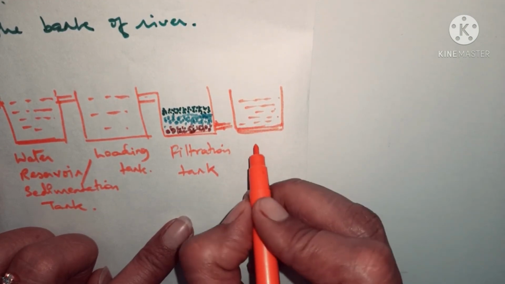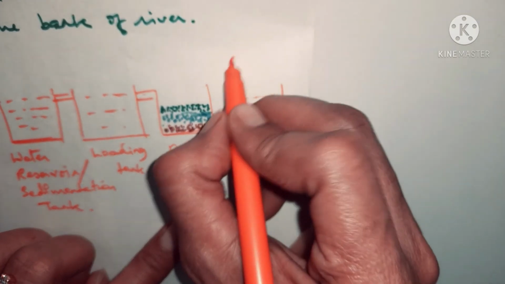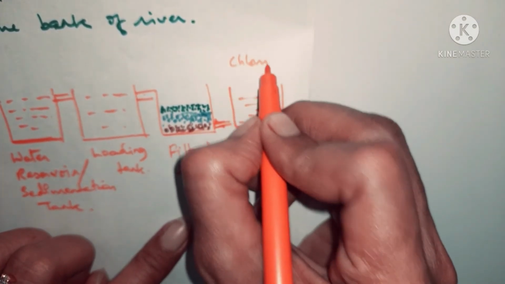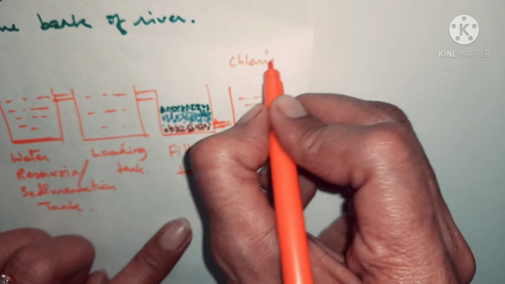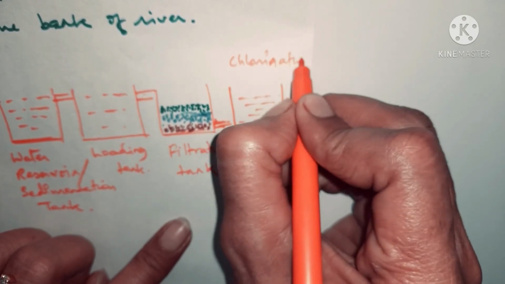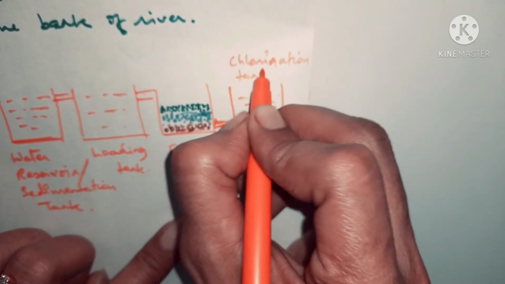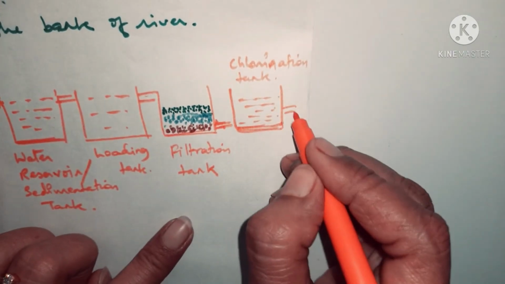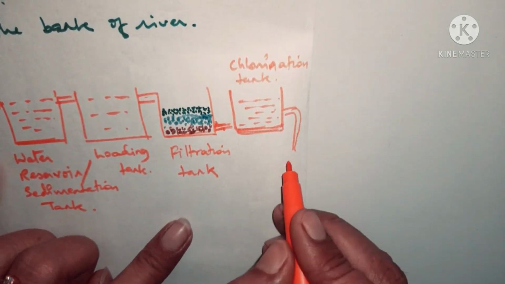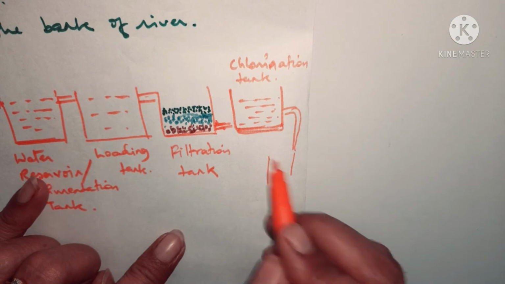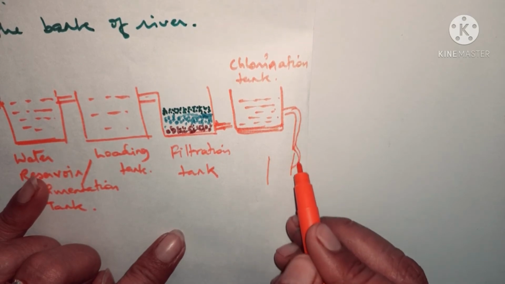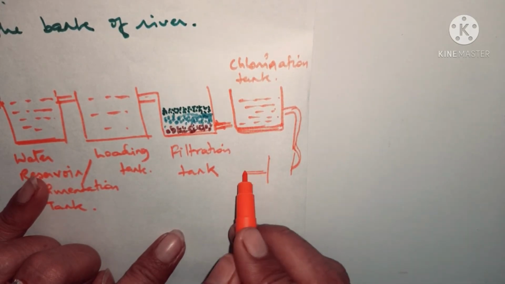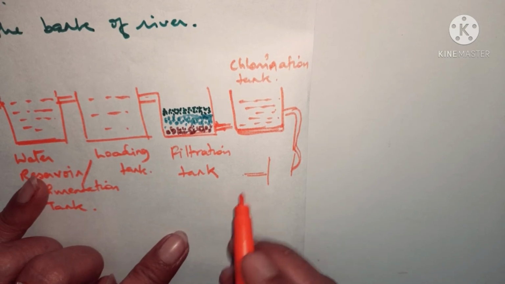Okay, so this one is known as, I shall be writing it here, chlorinating tank or chlorination tank. And after this again it is sent to pumping stations. Okay, and from pumping stations it moves to the water storage tank.